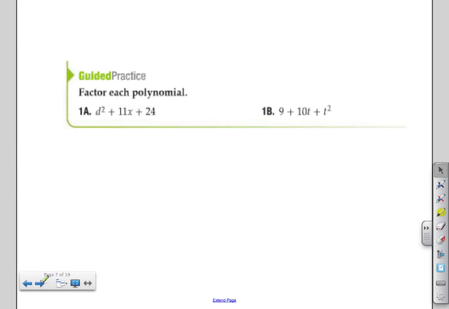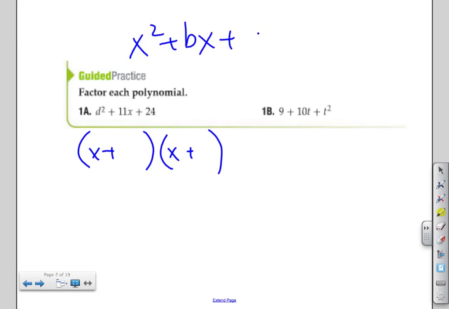All right, here are two for you to practice. Make a chart, decide what the factors are going to be. It's going to be x plus something and x plus something. What is that going to be? All right, remember x squared plus bx plus c. Okay, good luck with those.